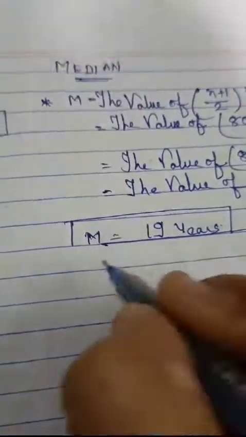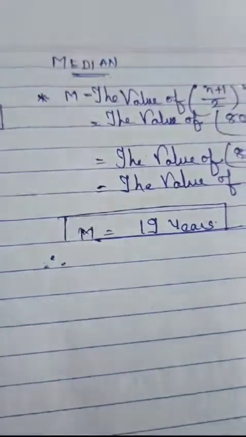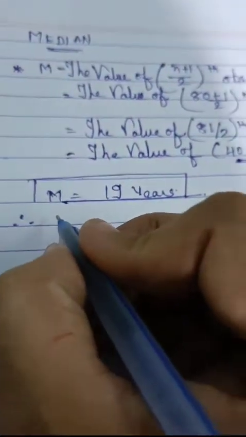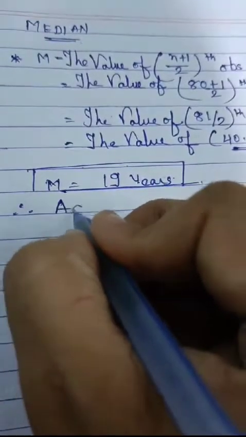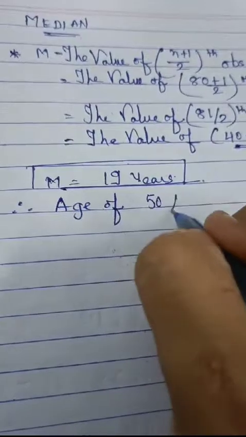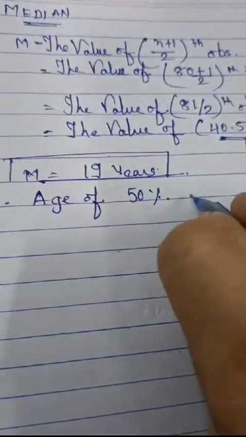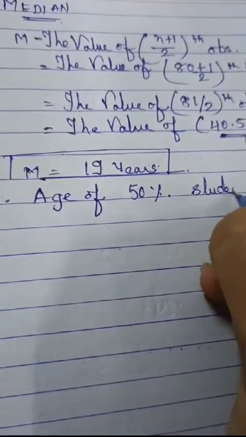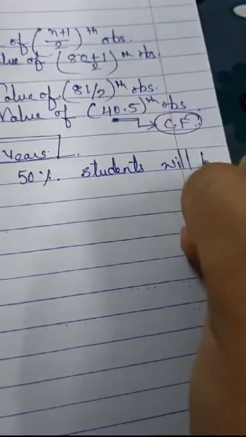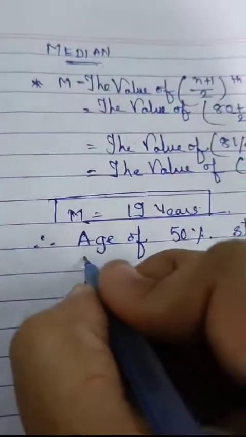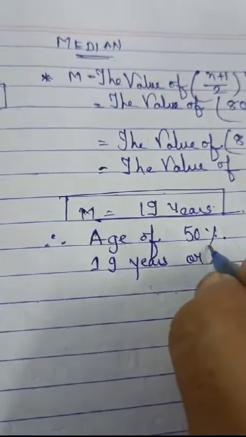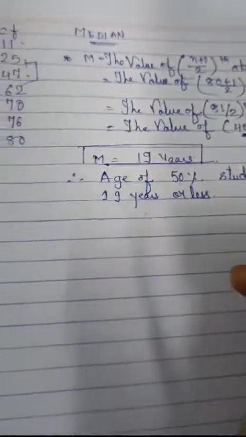Now they have said to interpret also. Therefore, age of median means 50%. Age of 50% students will be 19 years or less, this much.